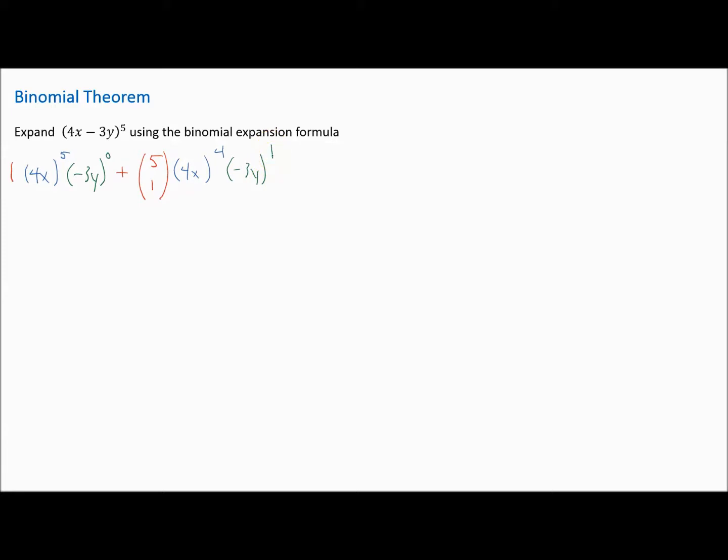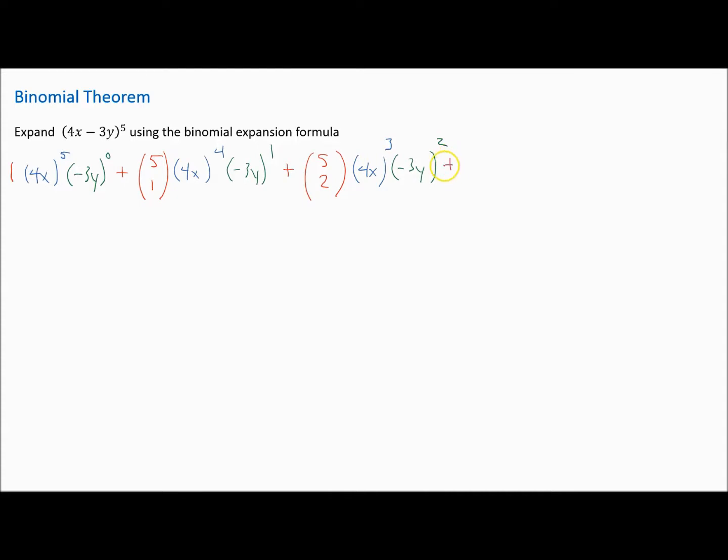Okay, so I have another plus, and now my next binomial coefficient, which is going to be 5 choose 2. It's always 5 on the top from the exponent, and what you choose rises as we go along. Okay, now what's my first term going to be raised to? 4x to the what? Notice it's counting down, so 5, 4, this is going to be to the third. And my second term, negative 3y, is counting up, 0, 1, 2.